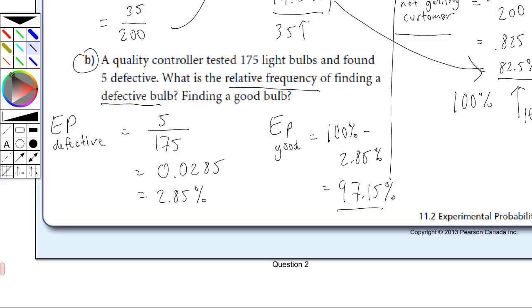Okay, so these are things that happened. When we talk about experimental probability, remember, these are things that actually happened. It's not what we guess might happen or expect. They actually did happen. Any questions about these questions?